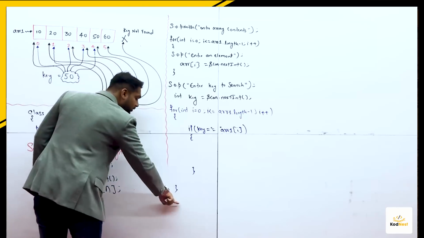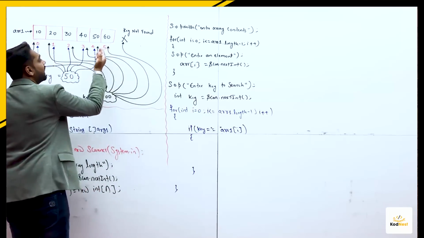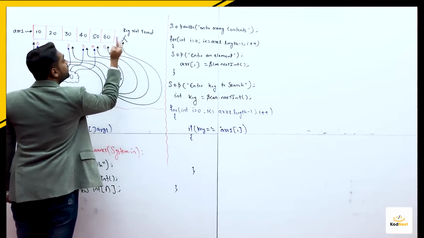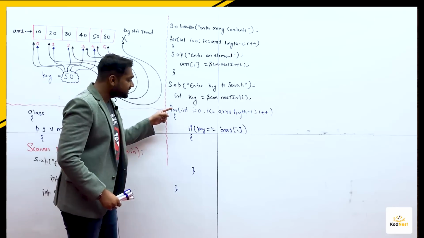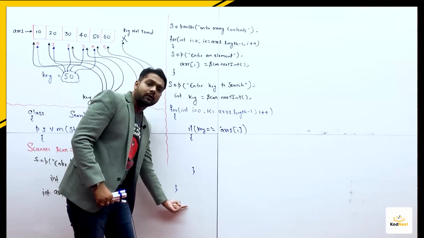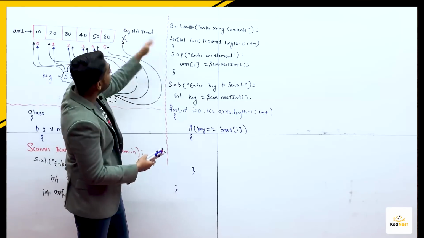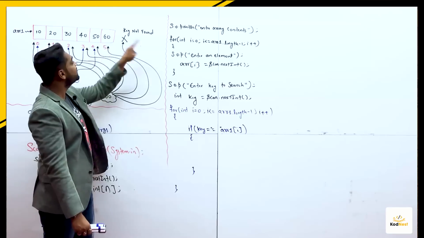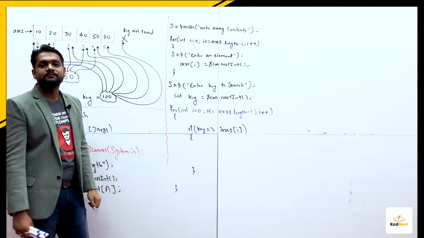When control will come out of the for loop? When I become 6. See, until 5, you will be inside the array. If you become 6, you are going out of the array. If I is 6, you are coming out of the for loop. If you are coming out of the for loop, it is nothing but you have crossed the boundary of the array. If you are crossing the boundary of the array, what do you mean by that? Key not found.